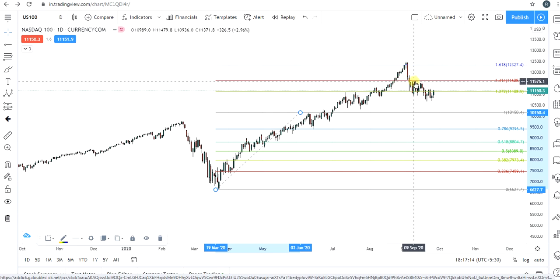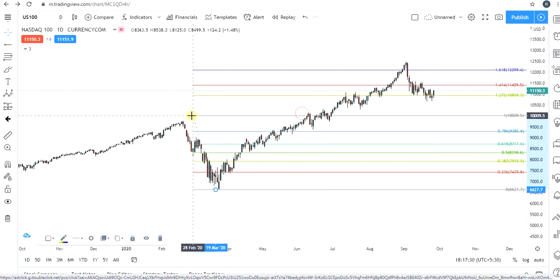Now if you see, this 1.61 here is giving you resistance, and then price came down sharply from this particular level. But if we see, 1.414 is not respected that strongly while going up.